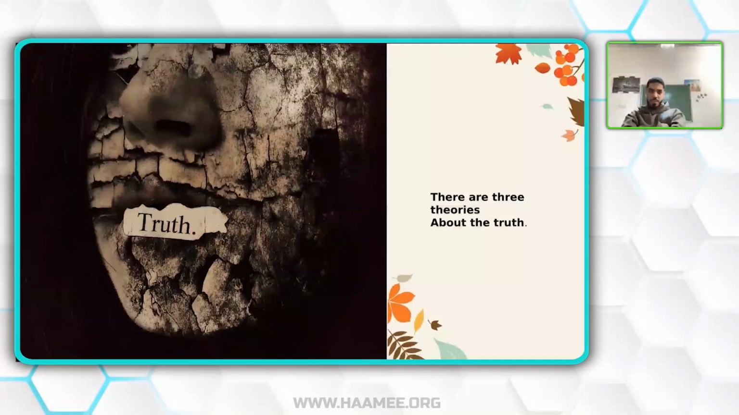In this book, we have three different theories about truth, which is about propositional truth: how and to which propositions we can ascribe truth, that is, whether a proposition is true or false.